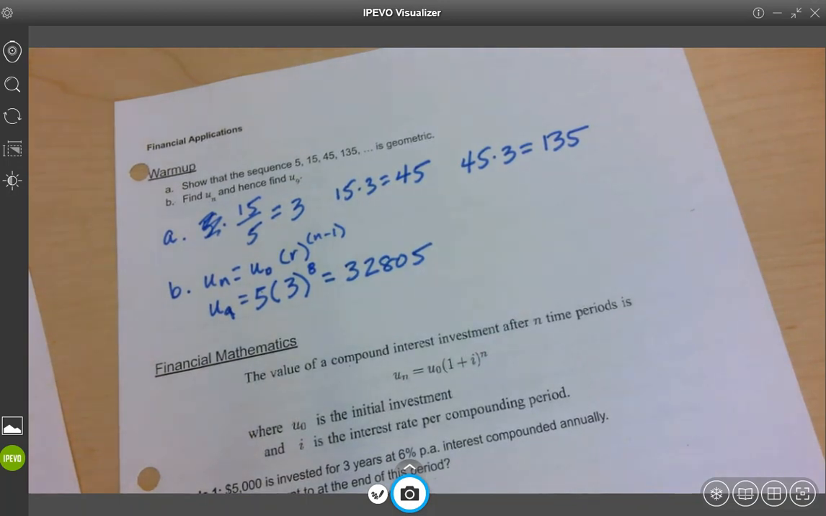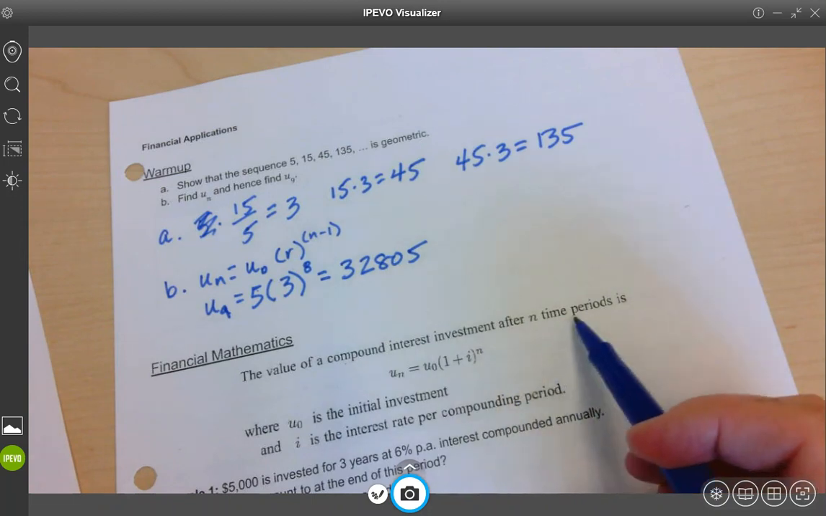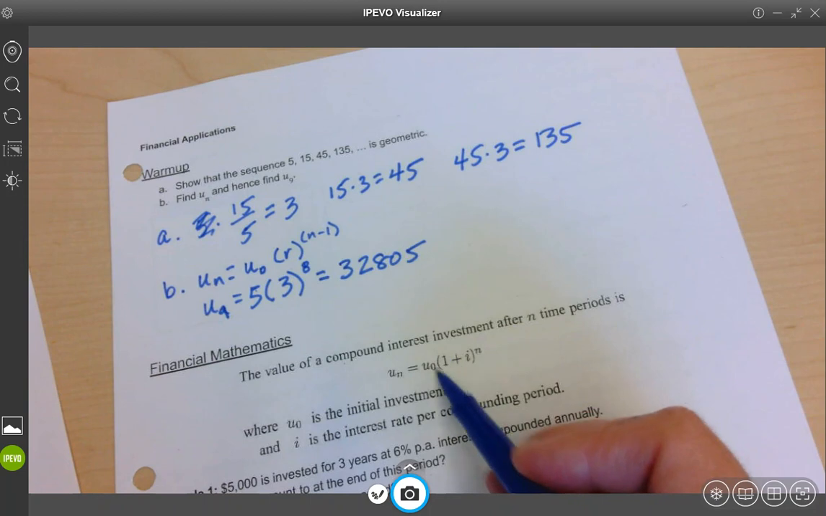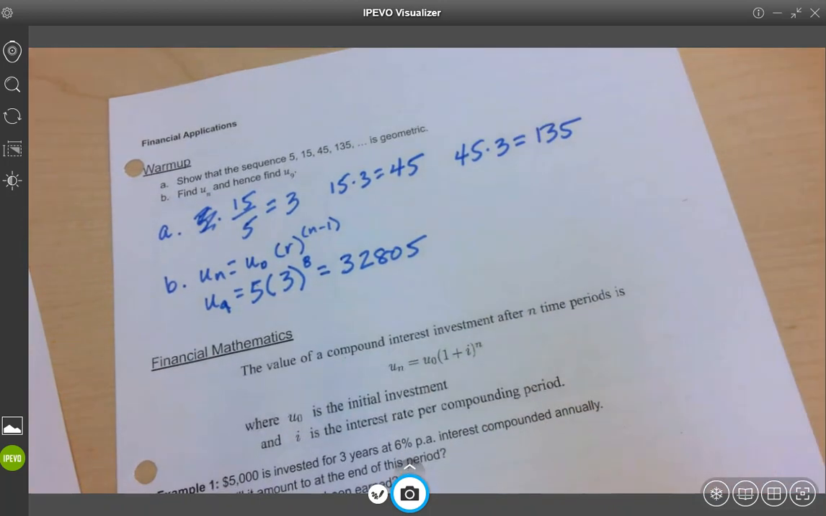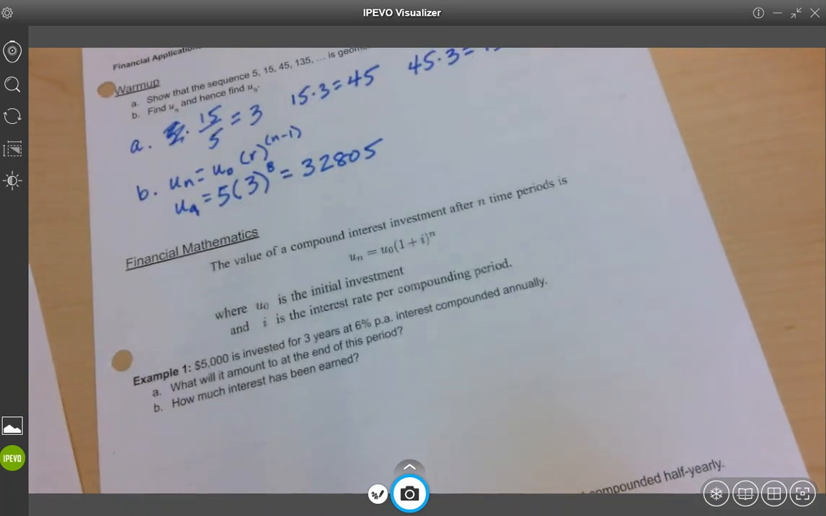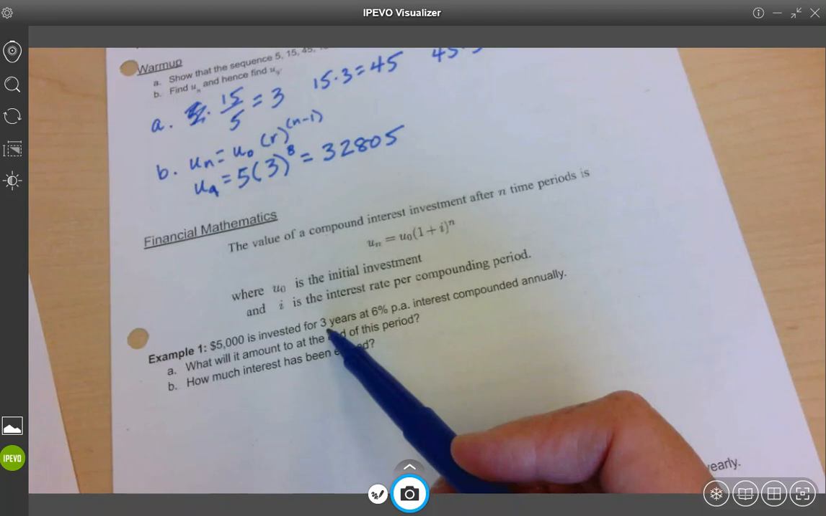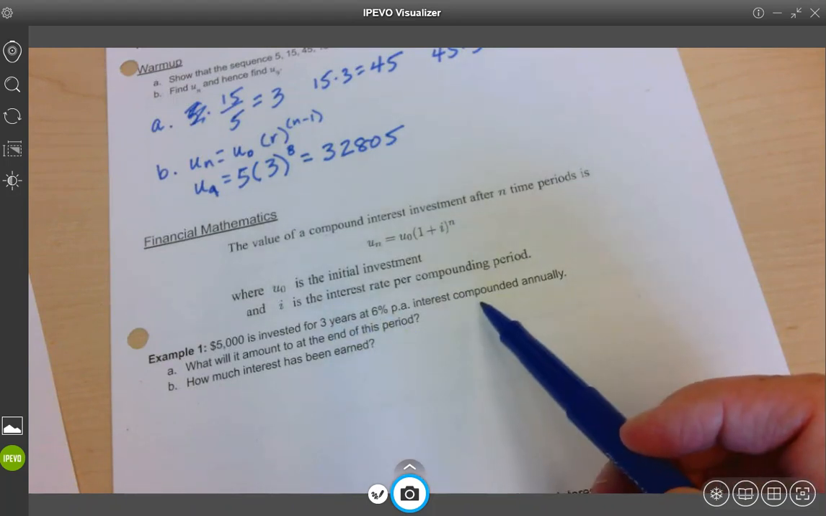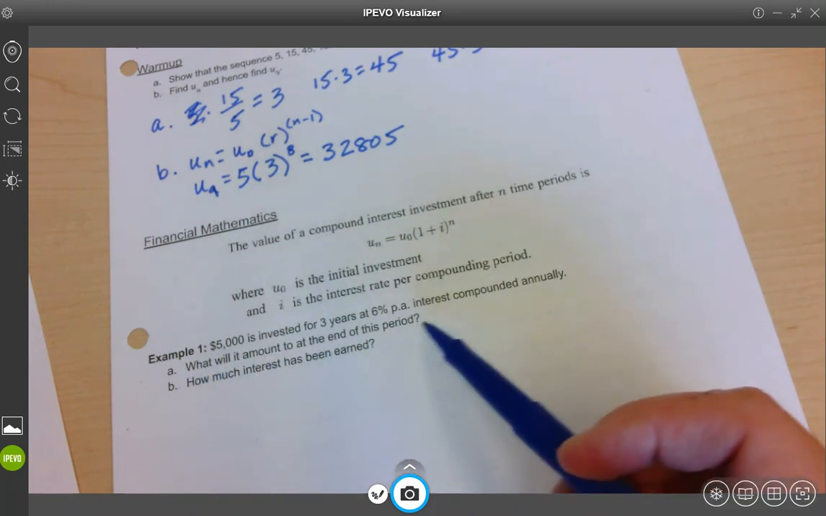All right, so the value of a compound interest investment after n time periods is U sub n equals U sub 0 times 1 plus the interest rate to the n value. And we'll see how that plays out here. $5,000 is invested for 3 years at a 6% interest compounded annually. A, what will it amount to at the end of this period?